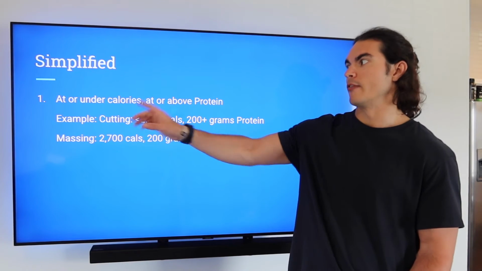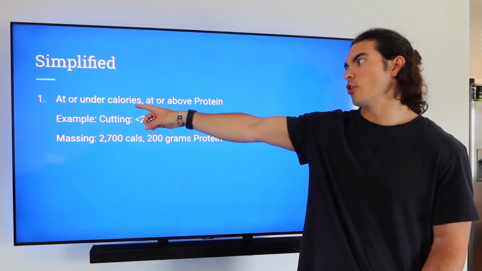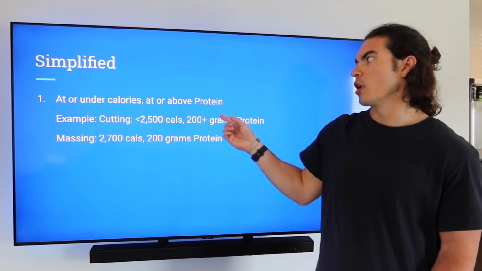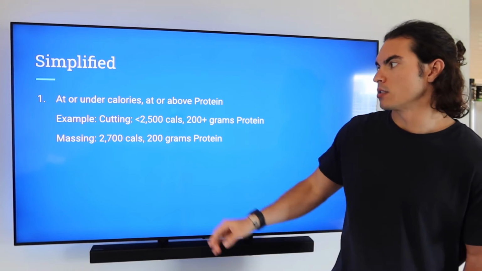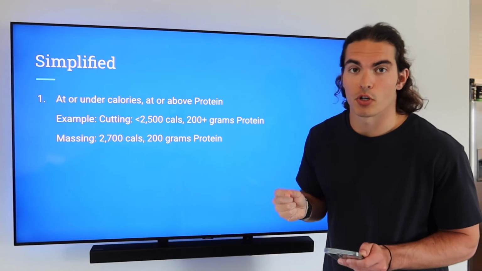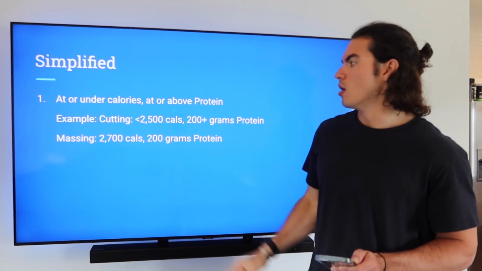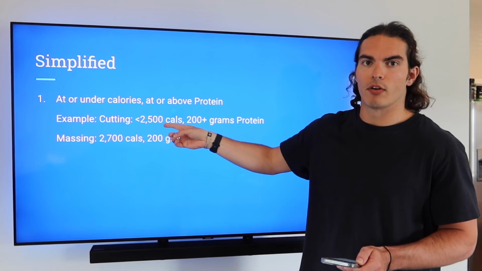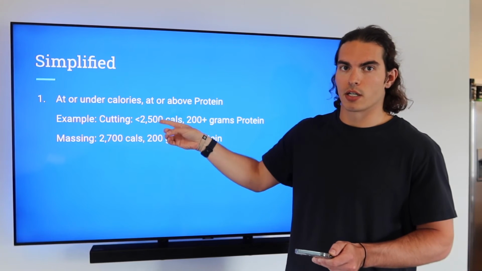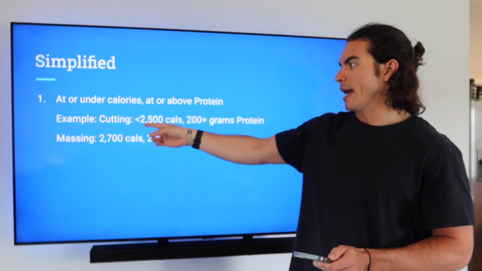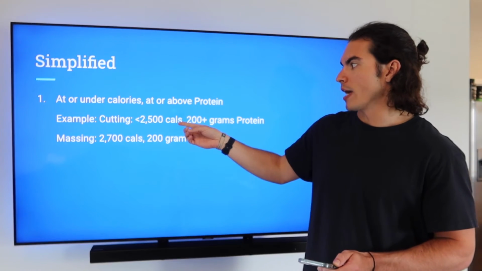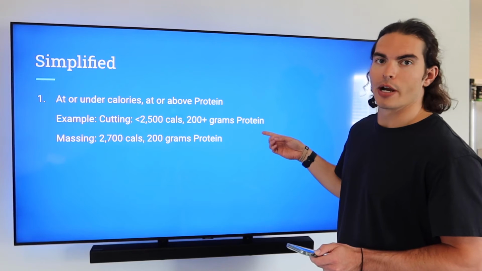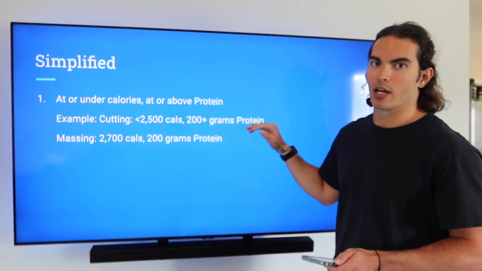So if you're cutting, you want to be at or under your calories, at or above your protein. So an example, let's say this person, this is a different example, their maintenance is 3,000 calories. So they're cutting on 2,500. 2,500 is their target to cut on. They want to be at or under 2,500 calories, at or over 200 grams of protein. So you just track calories and protein.